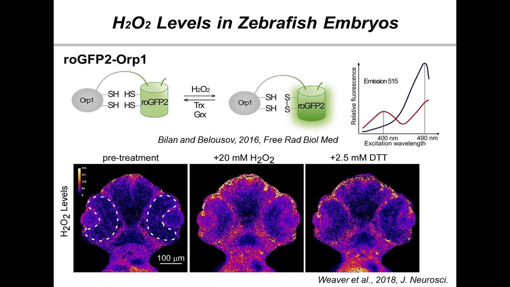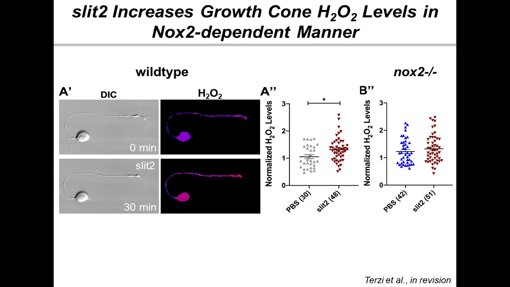So we also did some ROS imaging with genetically encoded biosensors, such as roGFP2, indicated here. First, we did some validation. On the left side, lower panel, we are looking at the head of a zebrafish embryo. The two eyes are indicated. When you treat them with hydrogen peroxide, we get more signal. When we treat them with the reducing agent DTT, the signals go back, indicated here by warm colors.